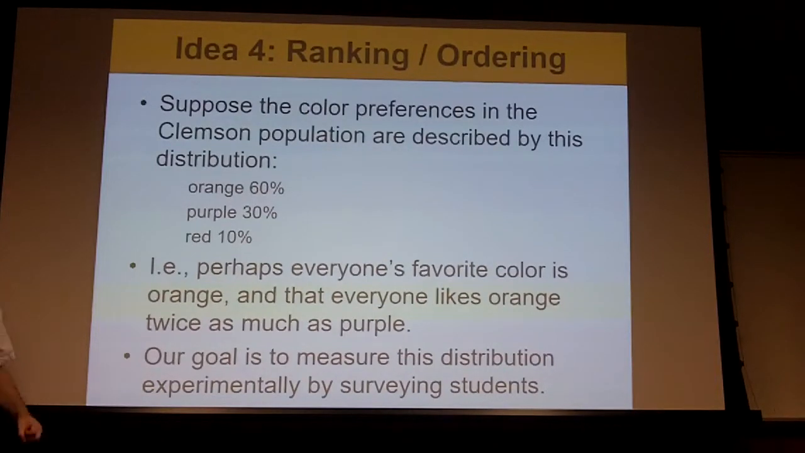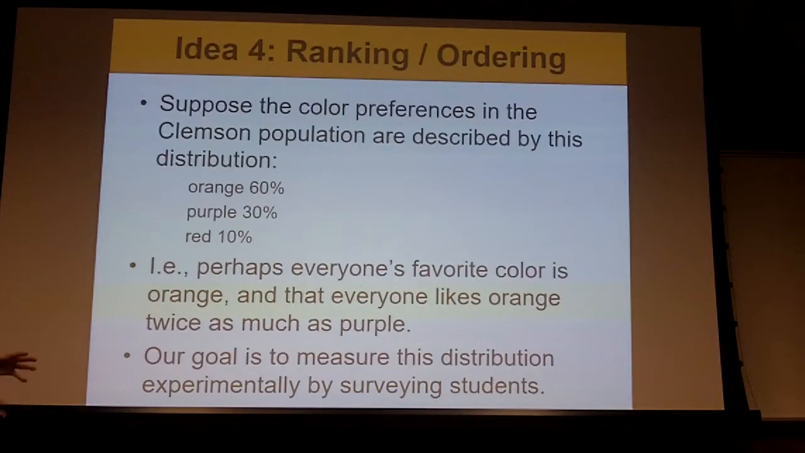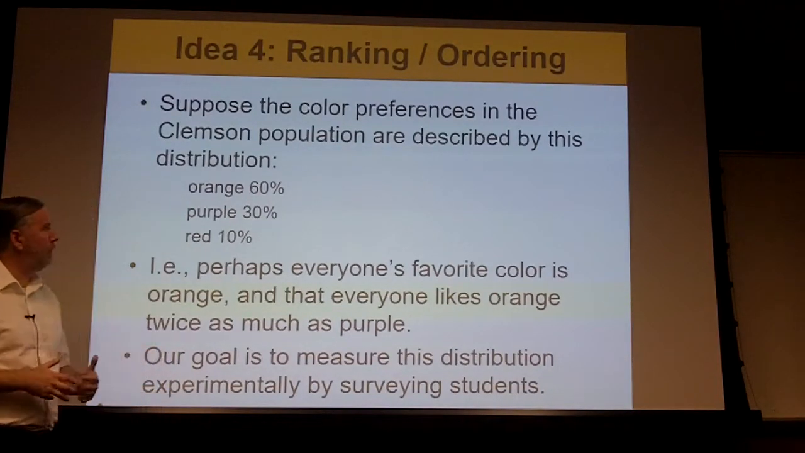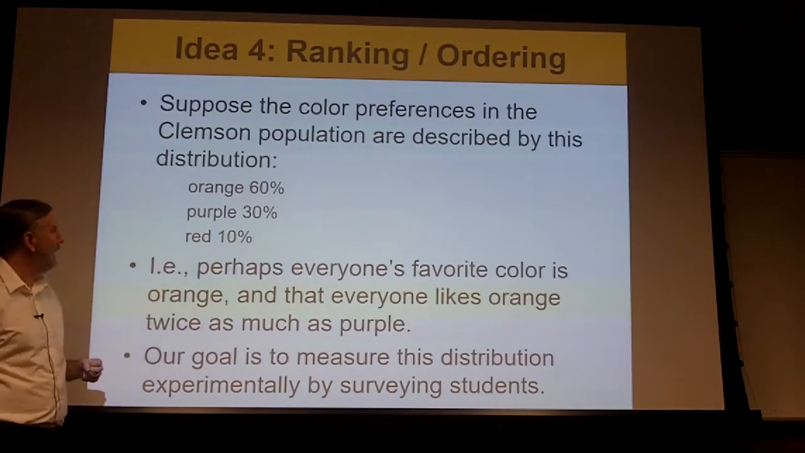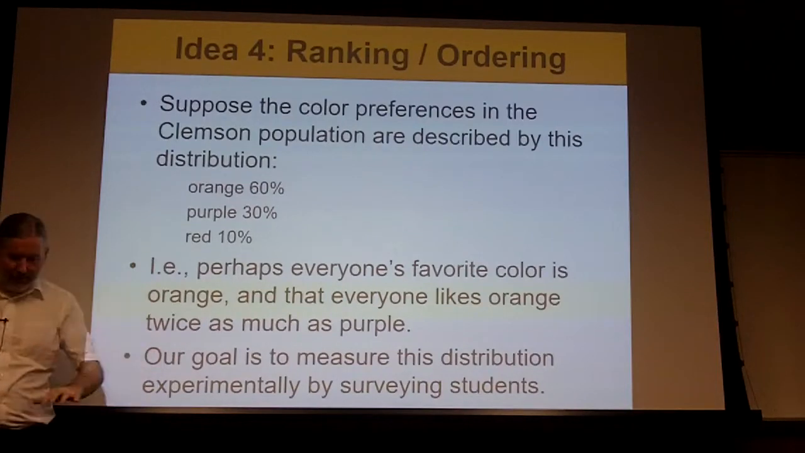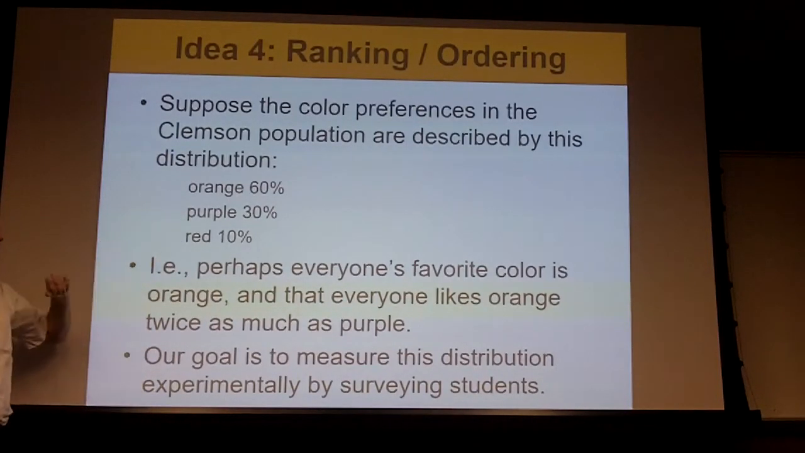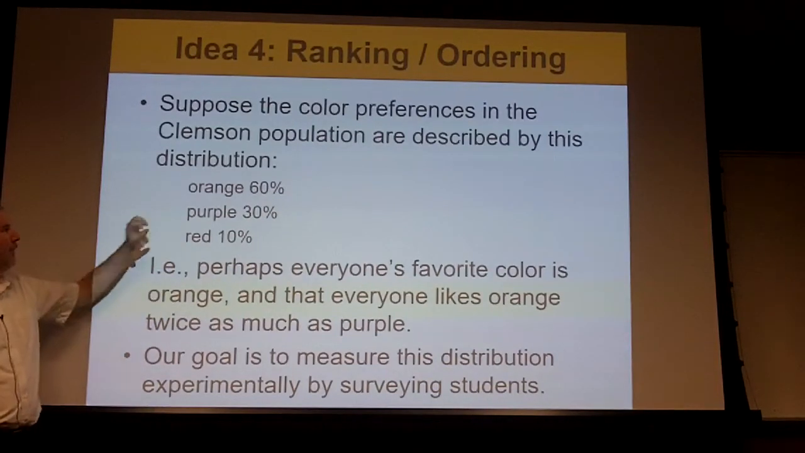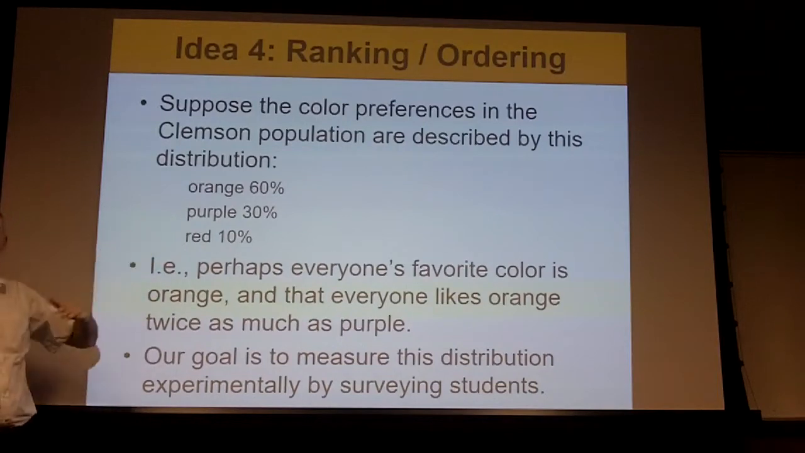So I have one last application. This one's actually not that crazy to describe. It's a little different than the other ones, but this one is how do you use eigenvectors for ranking or ordering problems? And so the prototypical explanation I have for this is imagine that the Clemson student body as a whole appreciates colors to this extent. So the average person at Clemson likes the color orange to an extent of 60%, likes purple 30%, and likes red 10%, which maybe that's even too high.